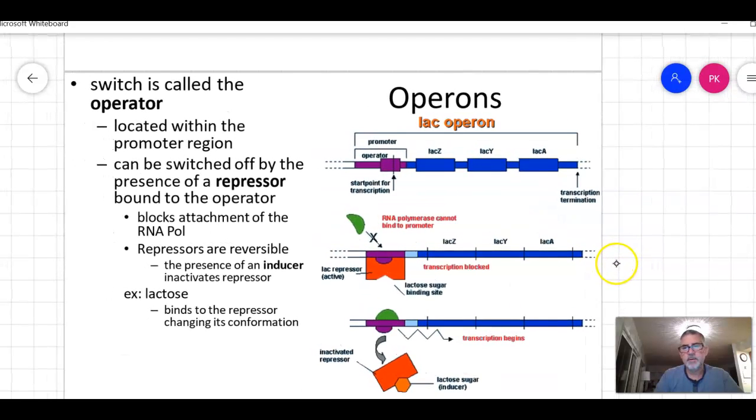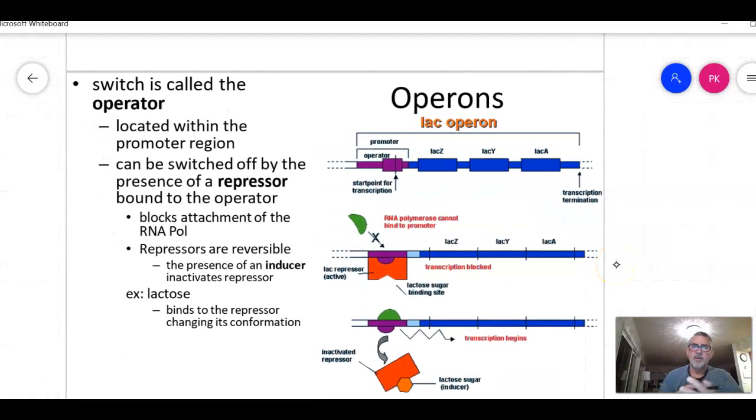There's a couple different important parts here, right? Remember that transcription starts at the promoter. And if you're a eukaryote, you have that TATA box within the promoter that your transcription factor is attached to. But bacteria doesn't have that TATA box.